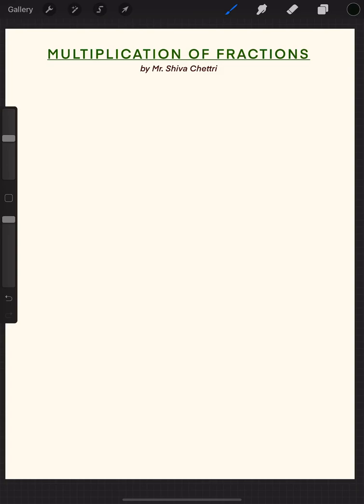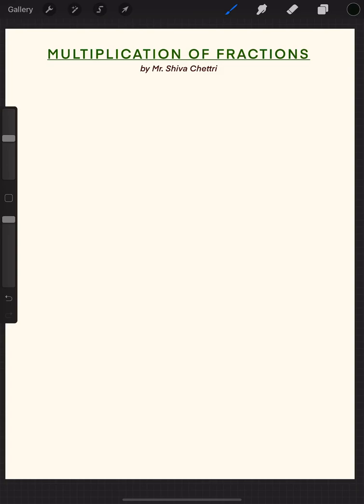There are a few examples given. You can just go through it and have a look at it. You get to know more about it. And multiplication, as you know, is a repeated addition. So how do we justify that statement? Let us see.